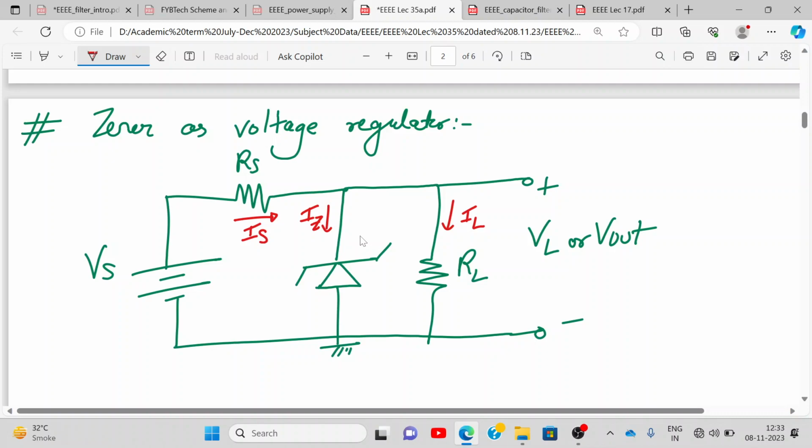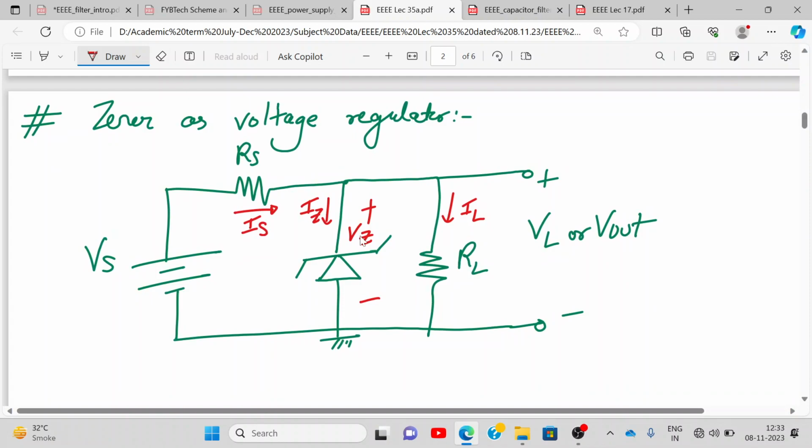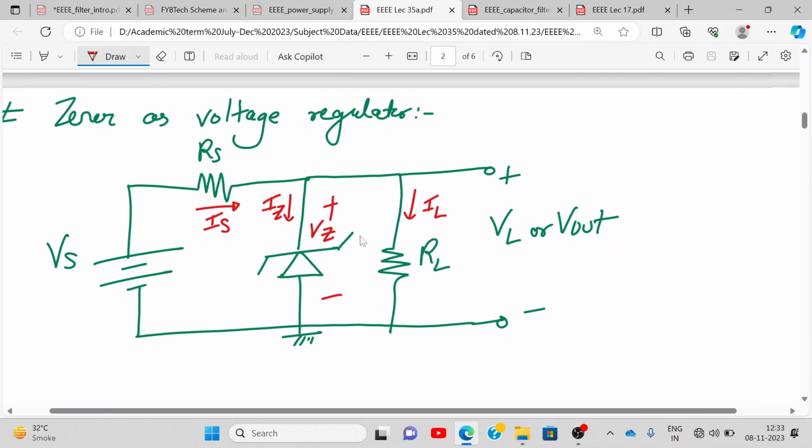What is the voltage across the Zener diode? VZ. Reverse voltage, right? So what is IL called? Load current. VZ is Zener voltage. IZ is Zener current. And IS is source current. Okay, drawn the circuit.